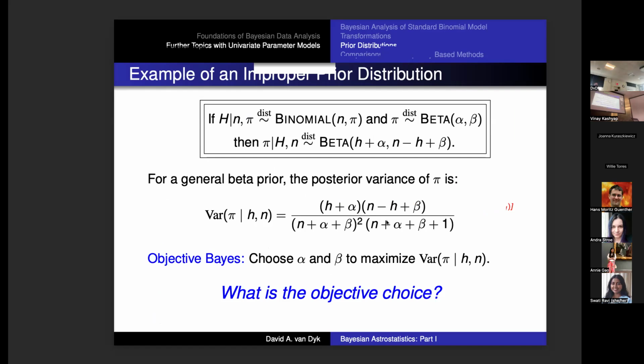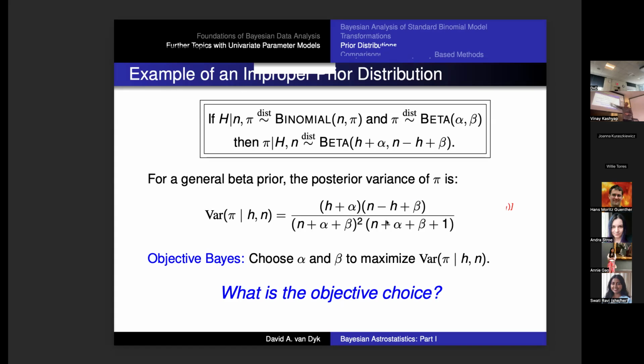Okay, so just coming back to these reference priors, the objective Bayes. This is the posterior variance. It's a bit of a formula, but you can just look up the beta distribution and see its variance. This is the variance of the beta distribution, and that's the reference prior idea. You have an objective criterion, like I was saying before, like maybe I want to maximize the variance for any given data set. So I'm going to pick alpha and beta to make this thing as big as possible.